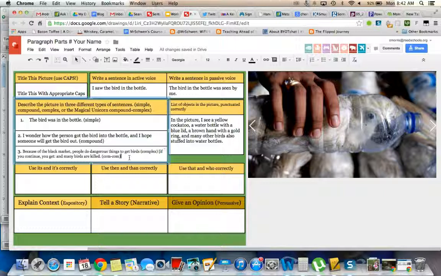Read it again. I would take out the second comma, and yes, that would be compound complex. All right.